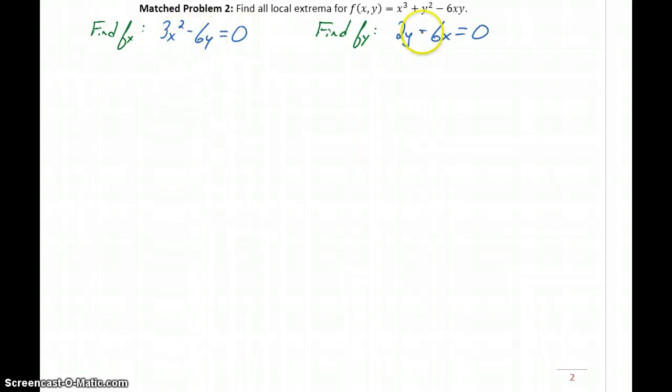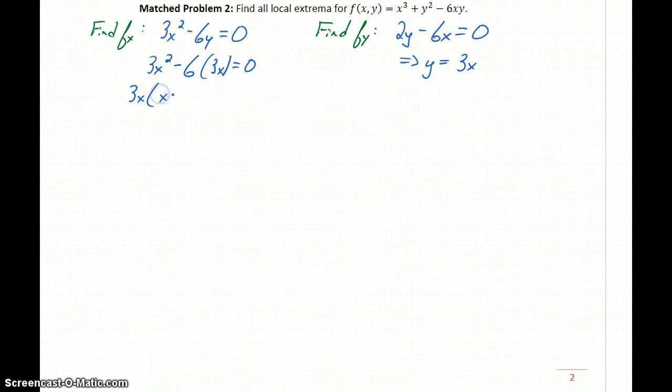There are multiple different ways to go about solving this system. One method is to take this first equation and solve it for y, which in this case we would add 6x to both sides, then divide by 2, so that would give us y equals 3x. So we can come back to our original equation, 3x squared minus 6, and then in place of y we can substitute 3x, equals 0. So we can factor out 3x since that's common here, which is going to leave us with x minus 6 is equal to 0, which means we have two possible values for x to consider, 0 and 6.